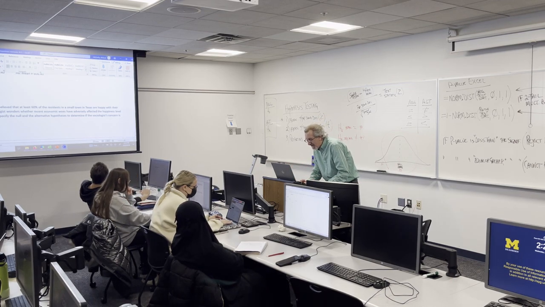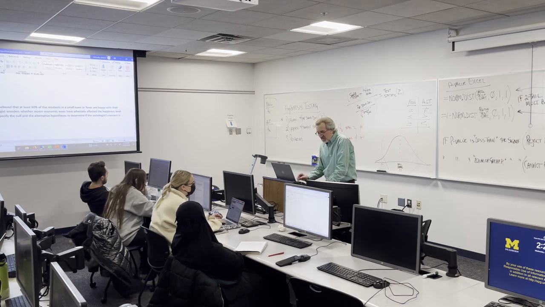Adversely affected the happiness level in this town. Specifically, specify the null and alternative hypothesis to determine if the sociologist's concern is valid. Now let me read this again because I confused myself here. Here are the key words. I can see it in the first sentence.